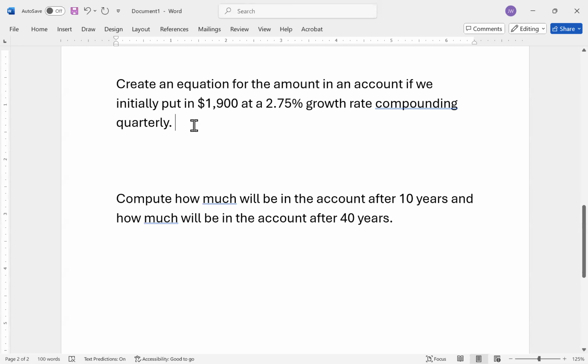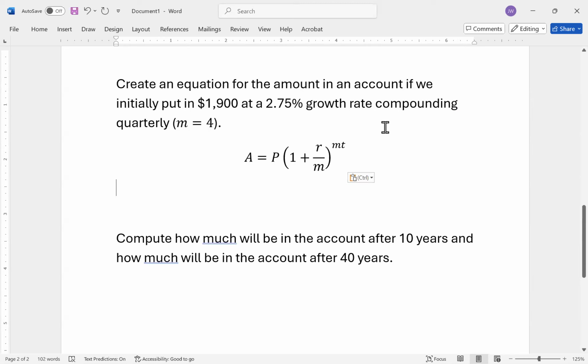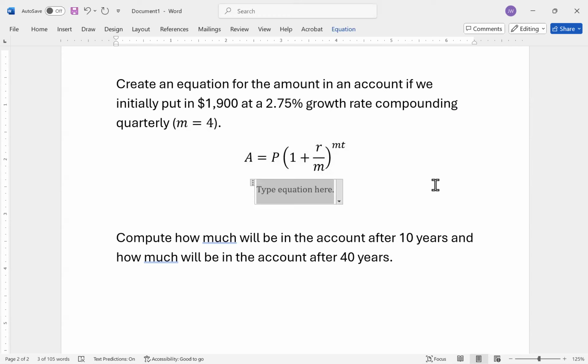All right, the first thing we need to do is realize that compounding quarterly means that we're compounding 4 times per year. So M is going to be 4 in this equation. And compounding quarterly tells me I can use this equation. We'll see another case in the next examples where we're not compounding quarterly, but compounding continuously. So we're compounding quarterly, that's 4 times a year, so I can use this equation.